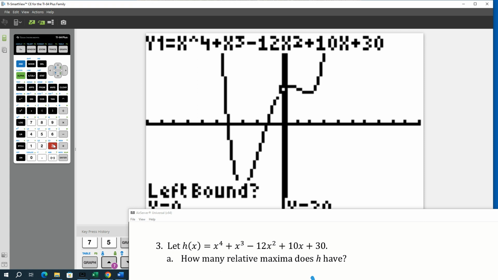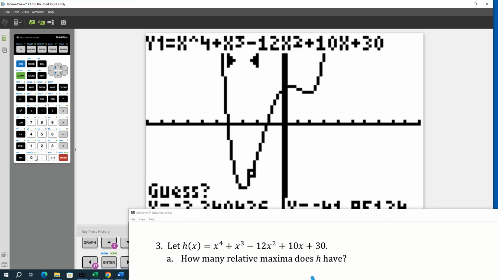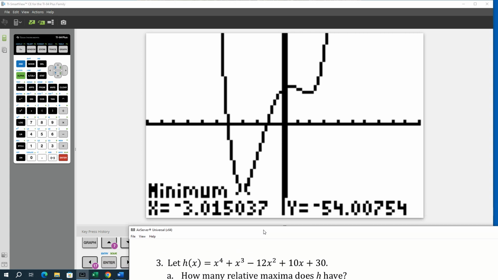So you get this little flashing cursor, and it kind of tells you what to do. You want to hit enter on the left side of the minimum. So I'm going to hit the left arrow. It kind of disappears for a second, but I know for sure I'm on the left. Hit enter. And it says right bound, so I hit enter on the right. And then it says guess, that doesn't matter, just hit enter one more time. And this is what we get.